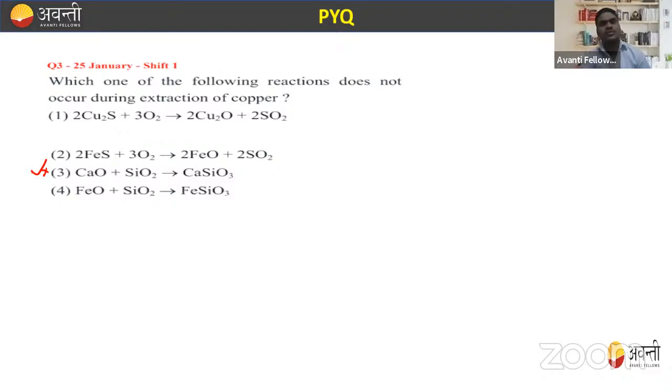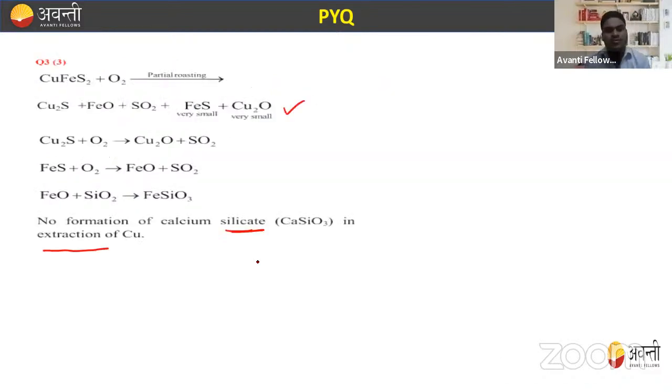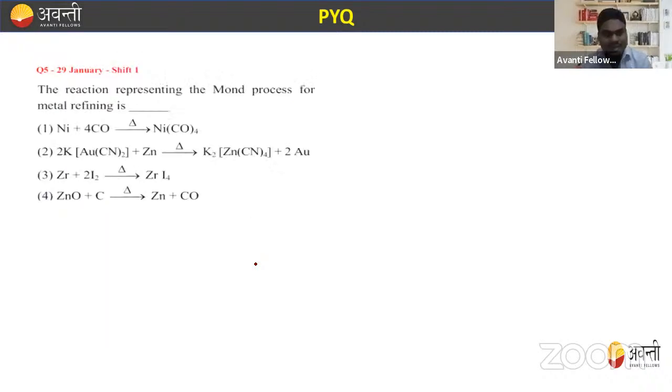So which option is correct for this question? Which one of the following does not occur? That is the calcium silicate, right? So this reaction will not occur. That is, no formation of calcium silicate in the extraction of copper, right? Okay.